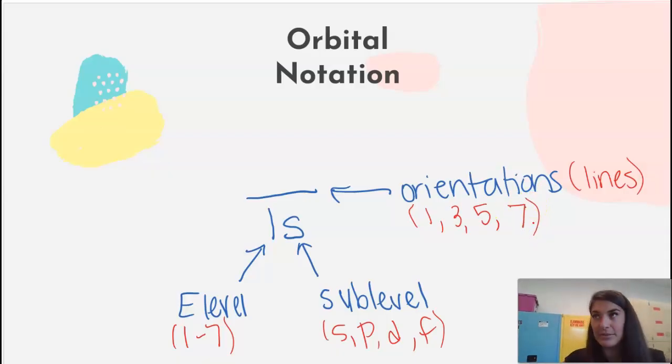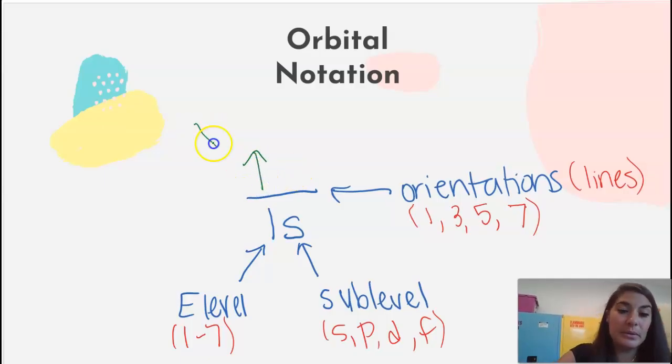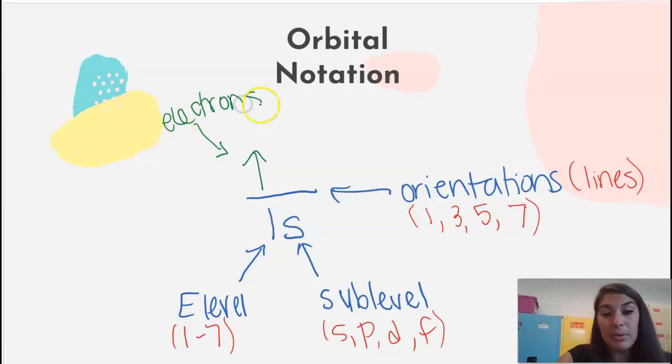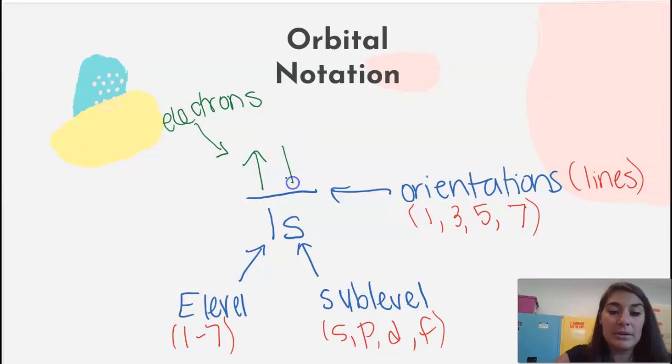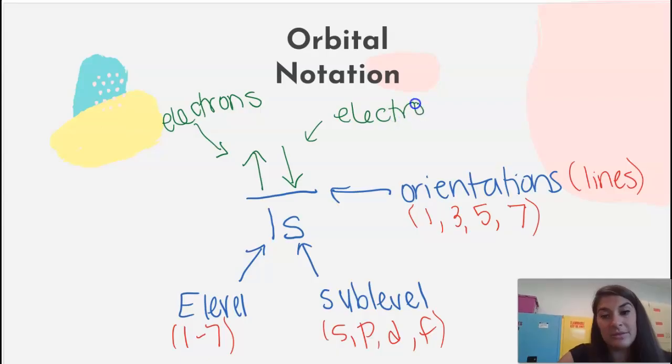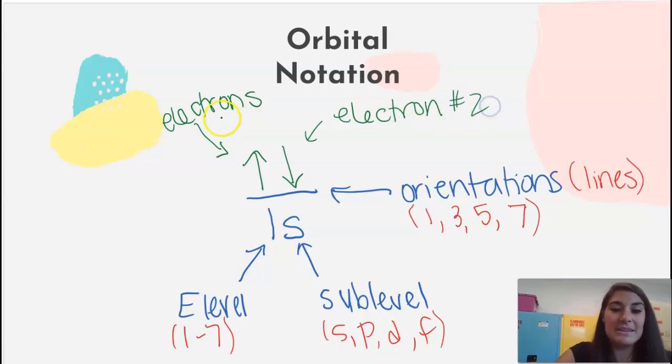Then the last thing is it's a visual representation of the electrons. So we have to show electrons in these things. And what we use for those are arrows. That is representing your electrons. Now, remember, we said that an orientation can hold a maximum of 2 electrons. And then Pauli said they have to have opposite spins. So the second one would go down. That is electron number 2, and this is electron number 1. So take a second, breathe that in.